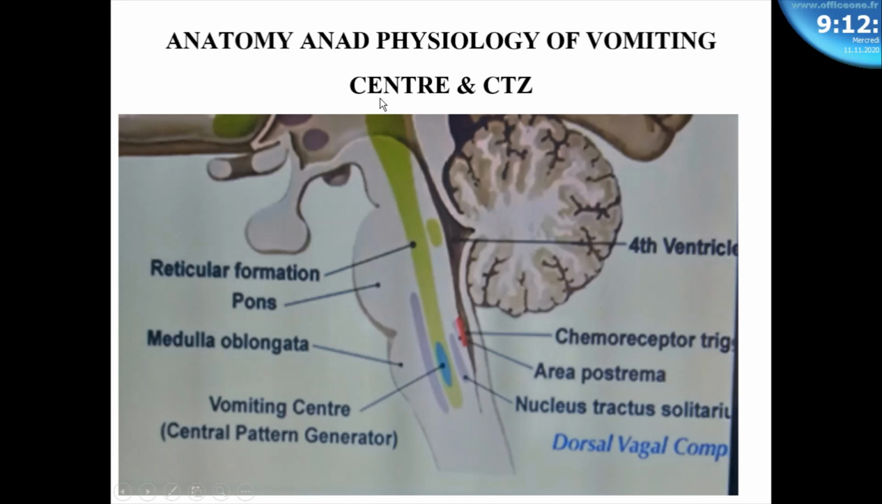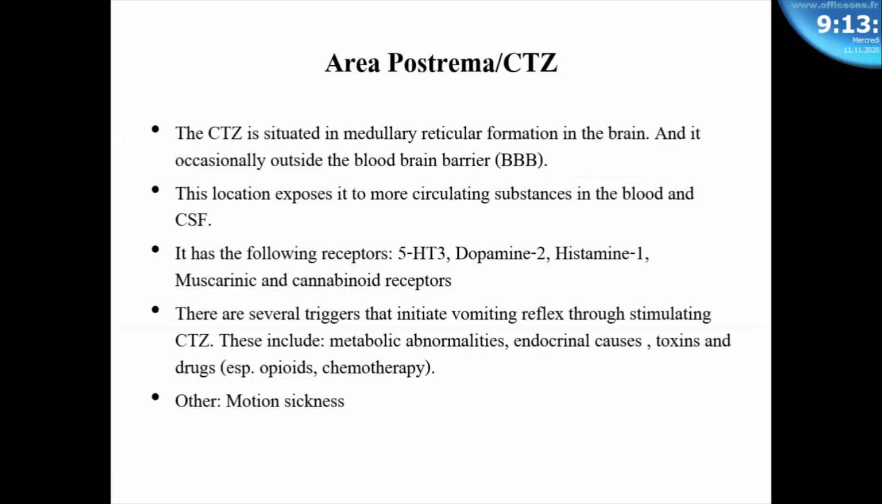This is the anatomy of the vomiting center and the chemoreceptor trigger zone. So this is the diagram. We have the integrative vomiting center here. Here we have the medulla oblongata. Here we have the pons. Here we have the fourth ventricle near the obex. Here we have the chemoreceptor trigger zone, the area postrema. Here we have the nucleus tractus solitarius.